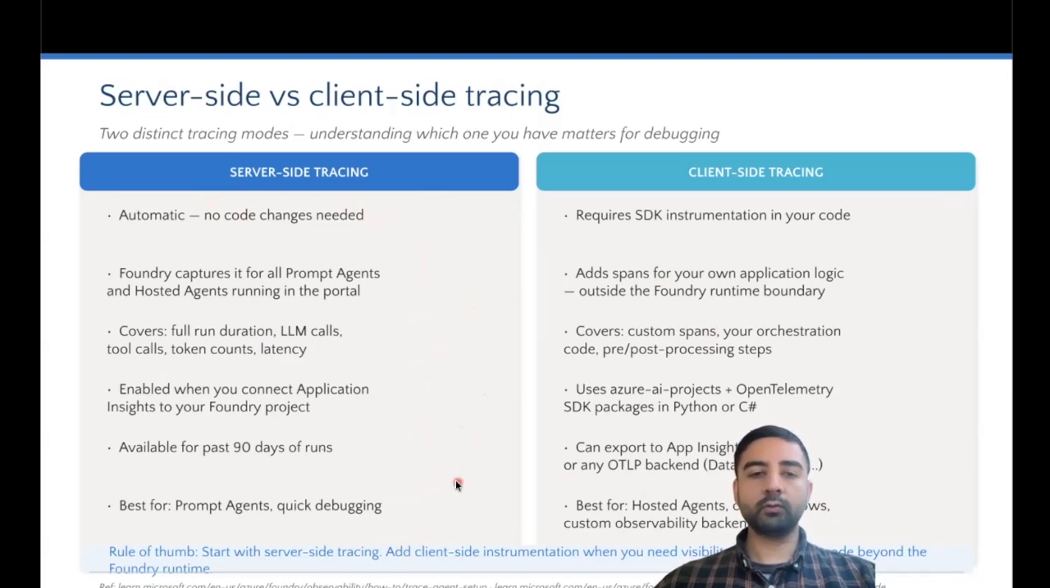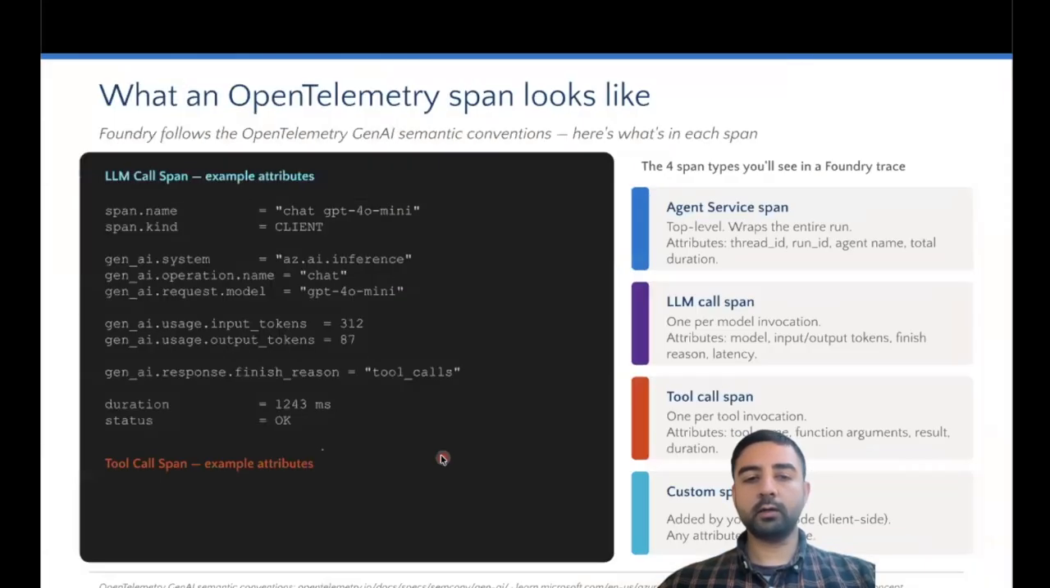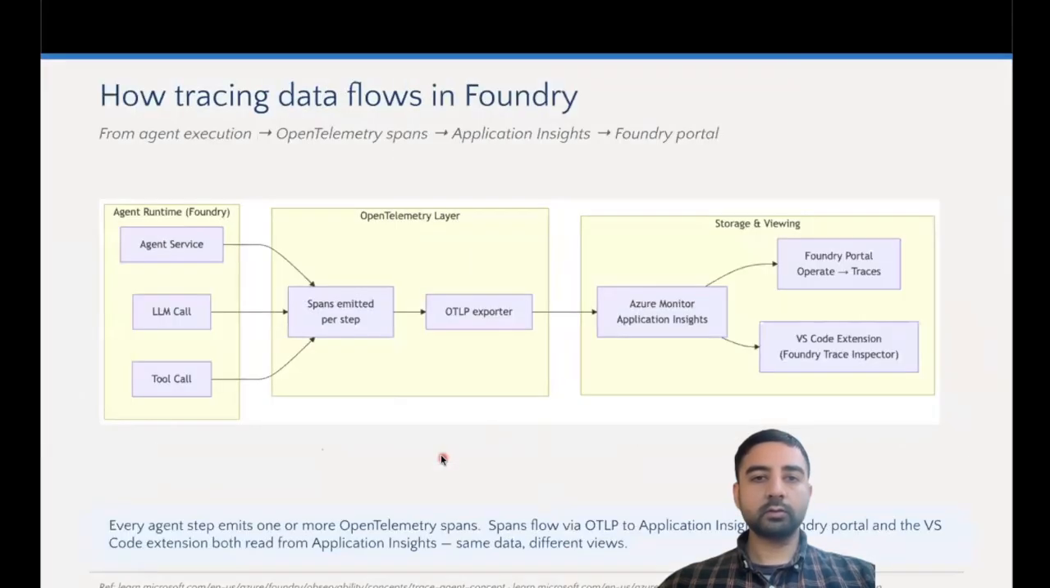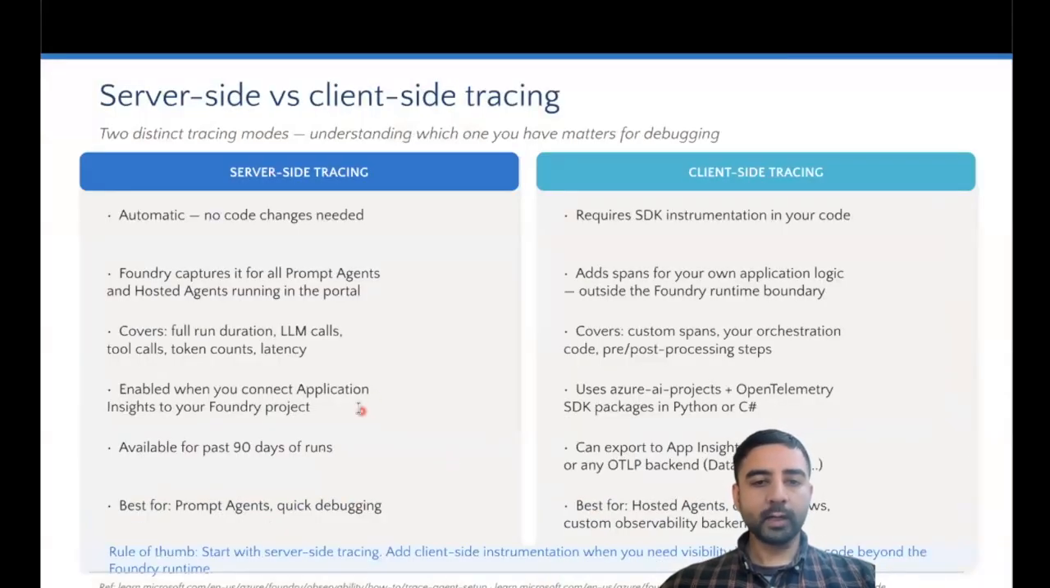It covers the full run duration, every LLM call with its input and output, and every tool call with its arguments, results, and token counts and latency across every span. And the data goes back up to 90 days, as what I've seen. And if you build a prompt agent, then you already have the server-side tracing in every conversation. So let me go back to that slide.